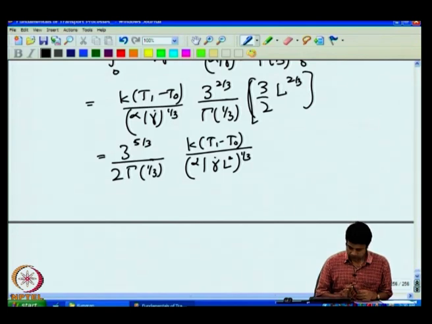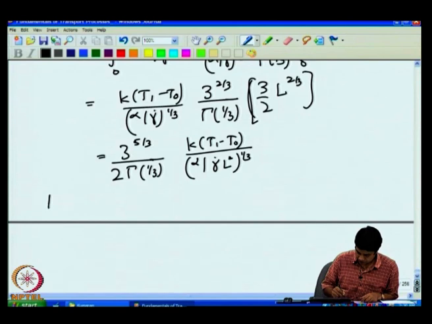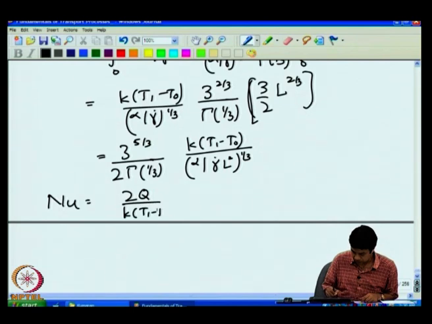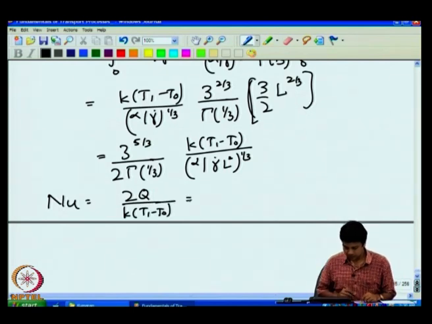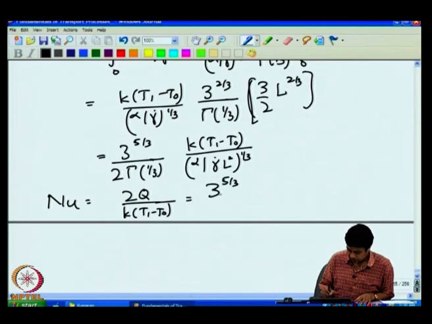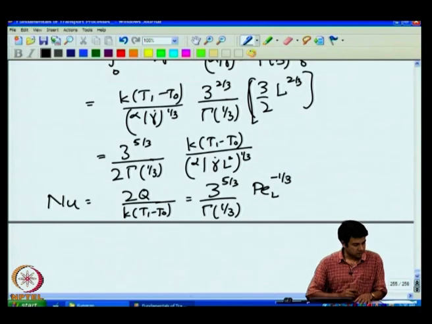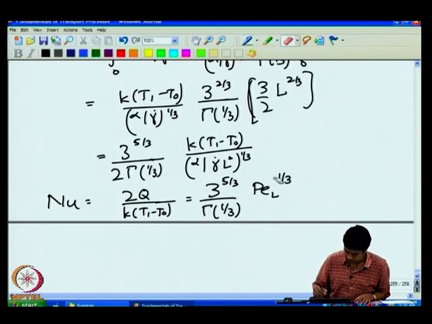The Nusselt number is traditionally defined as 2q by k into (T1 minus T0). And you can see that this would be given by 3 to the power 5/3 by Gamma of 1/3, into the Peclet number based upon L to the minus 1/3 power. I am sorry, this is the Peclet number based upon L to the plus 1/3 power.